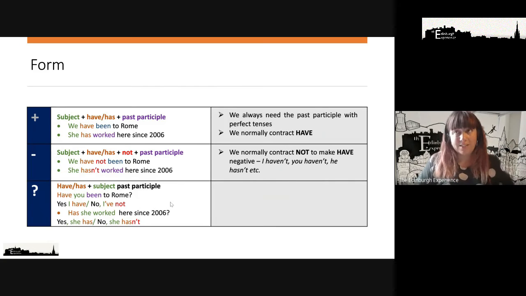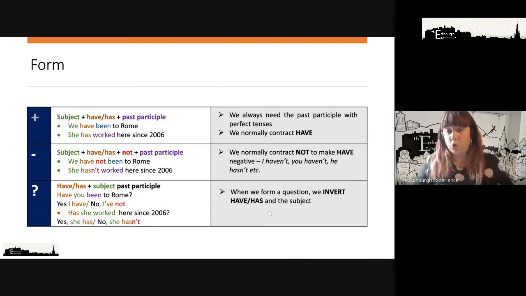We can make short answers here. Yes, I have. No, I've not. Or yes, she has. No, she hasn't. Remember that inversion with have and has and the subject when you're making a question.